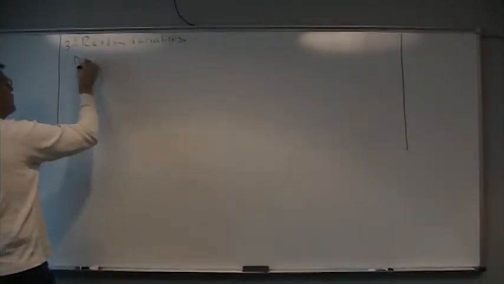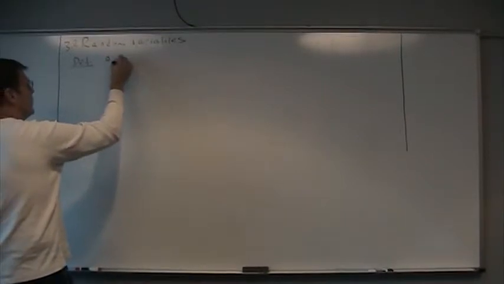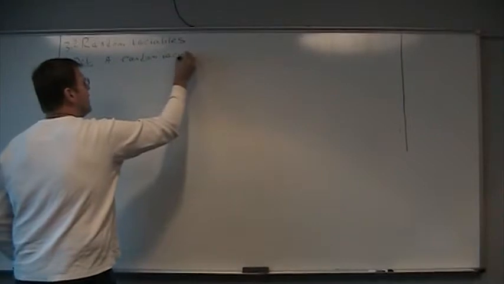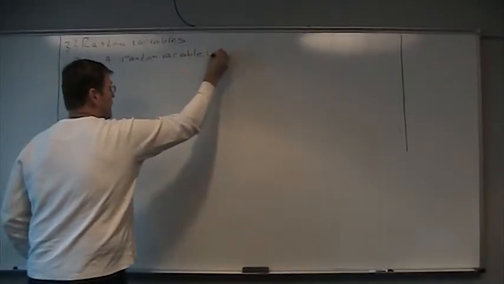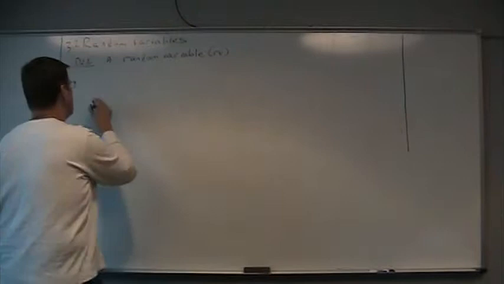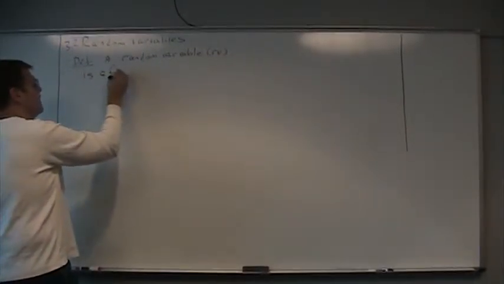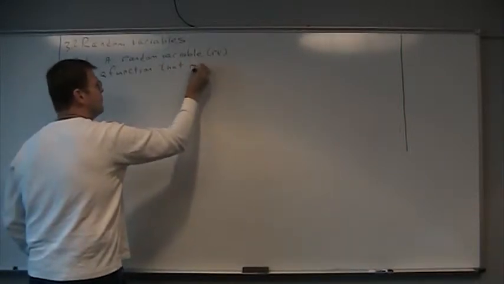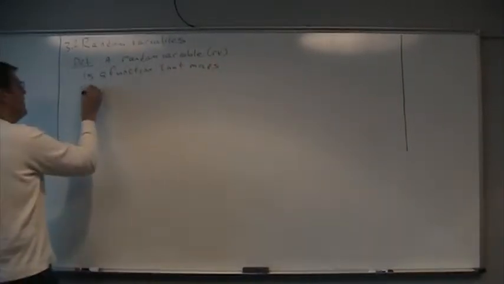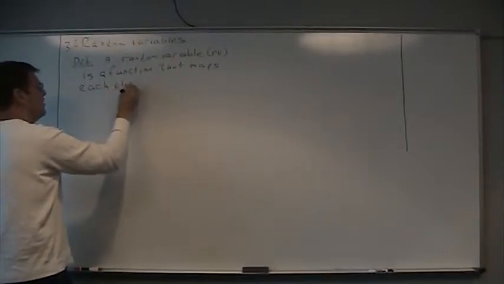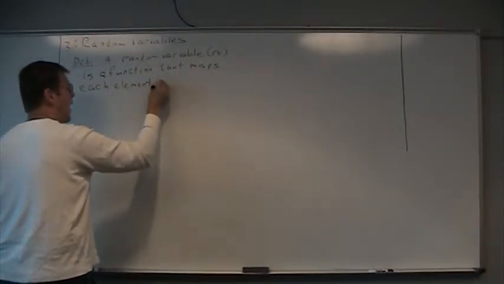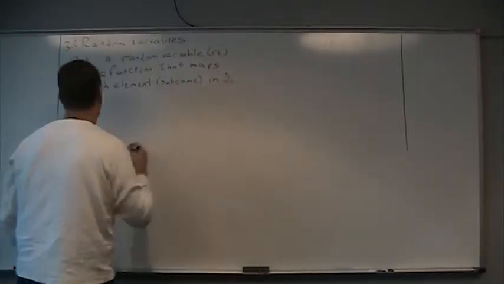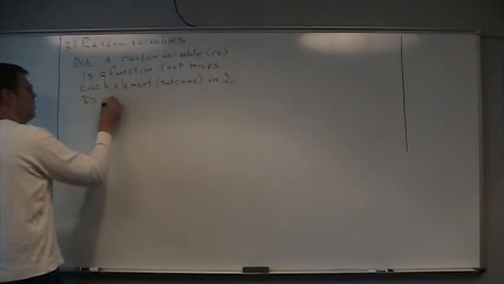As far as the definition is concerned, a random variable, which I'll abbreviate RV, is a function that maps each element or outcome in our sample space to a real number.